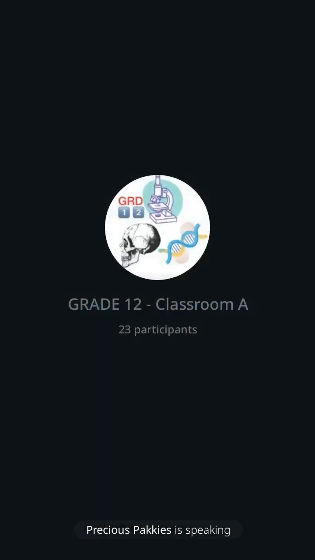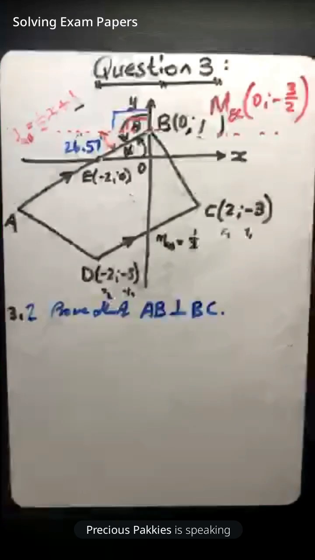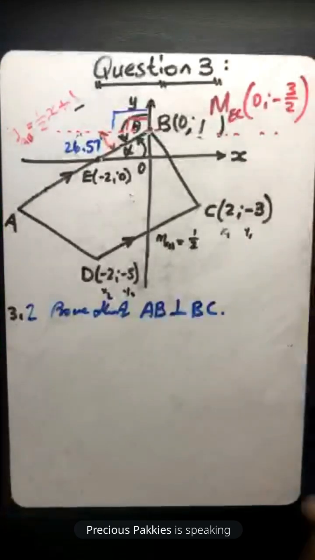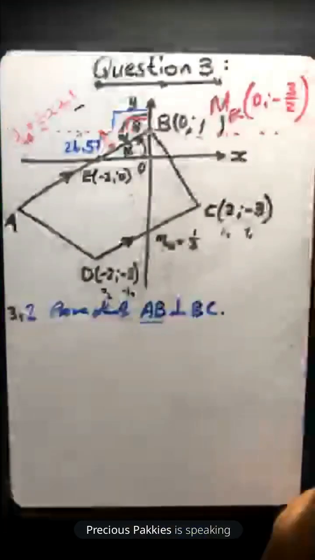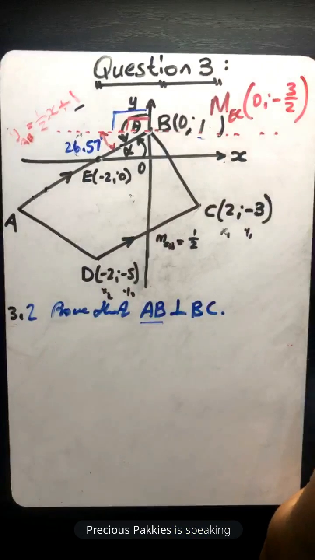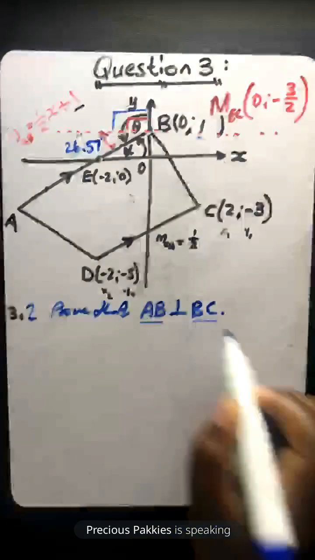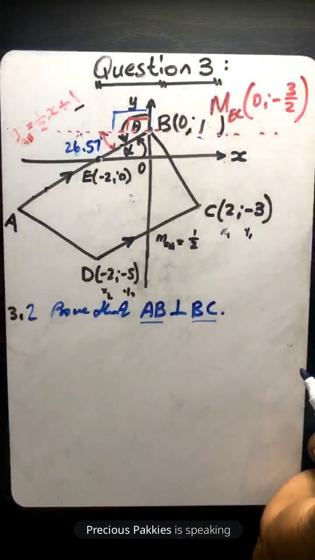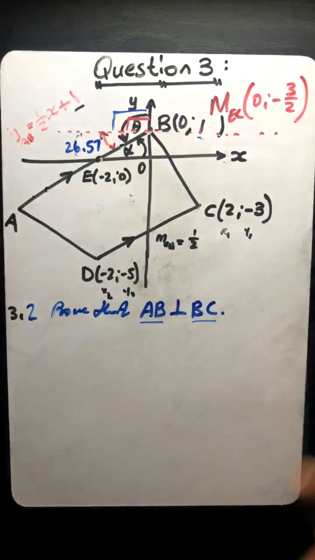Since we already have the gradient of AB, and we also have the coordinates of BC, we can calculate the gradient of BC, and then we multiply the gradients. They must give us the answer of -1.